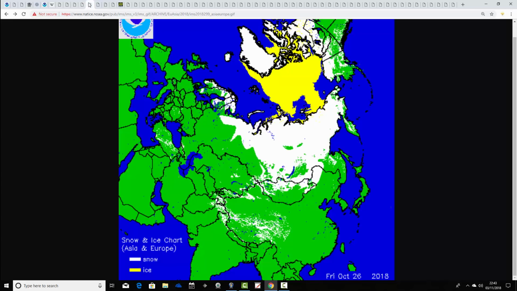There was a suggestion we might do something a little bit like that through the final days of October 2018 when we looked at that model last week. So I want to bring you up to date with how snow cover has performed over the past week.